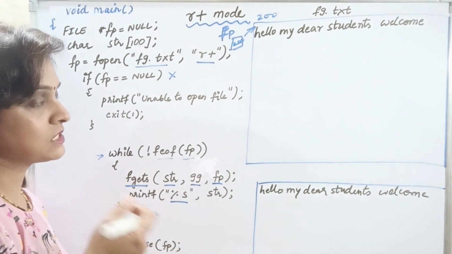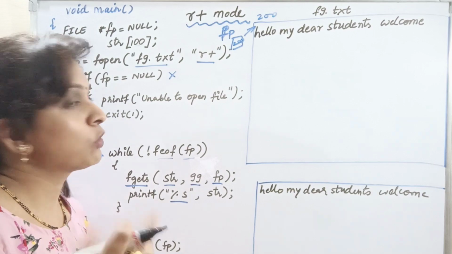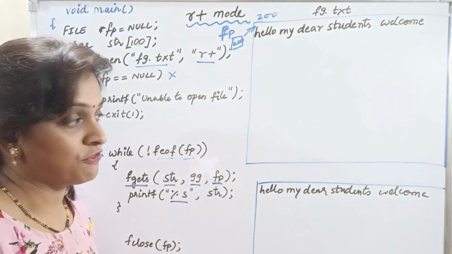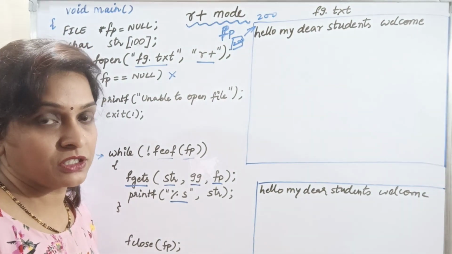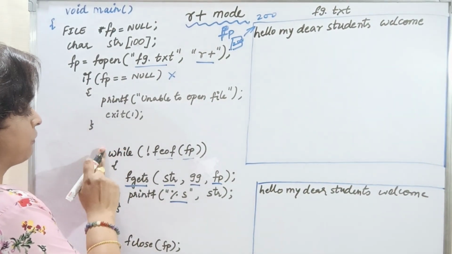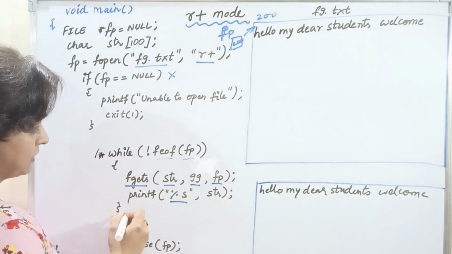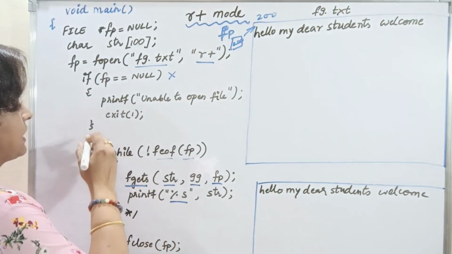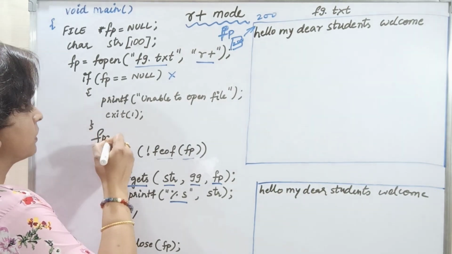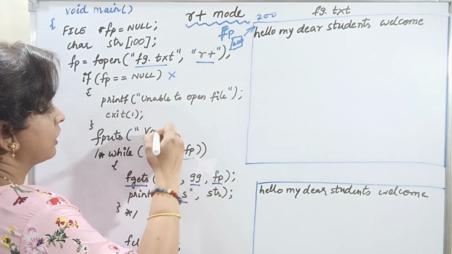But what happens here if I want to write some content? I don't want to read the data that I have in the file, I want to write the content. So let me add one point here. Before I get in, let me comment this complete while loop. Then I say fputs, I say Varun.